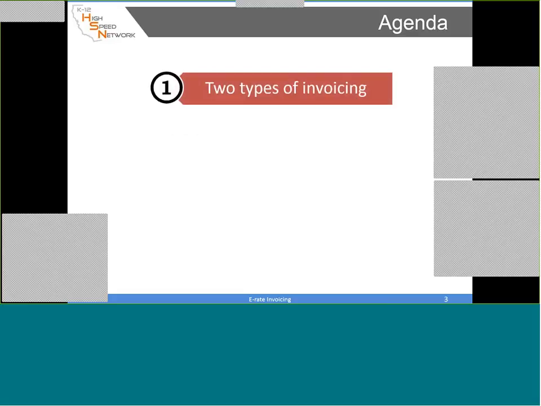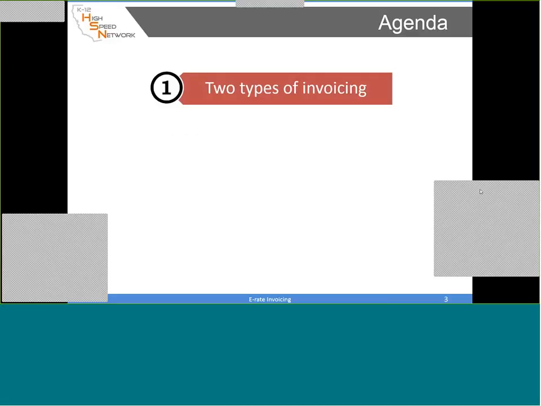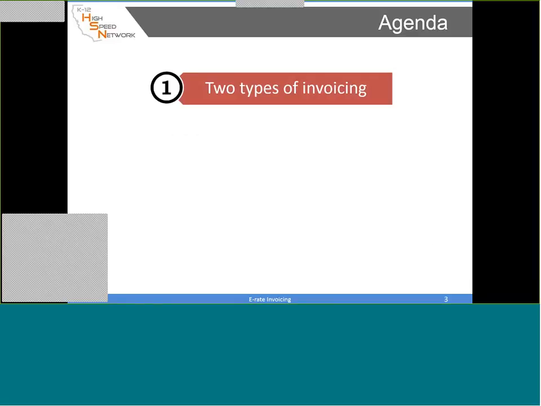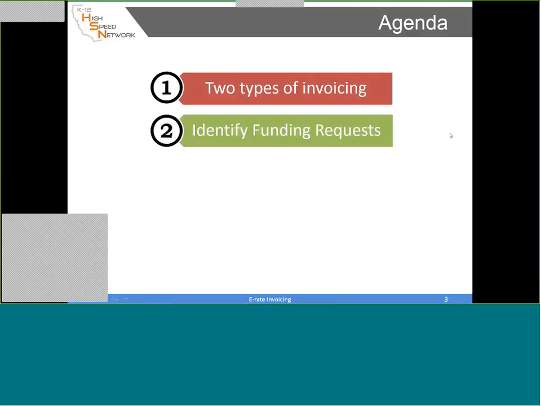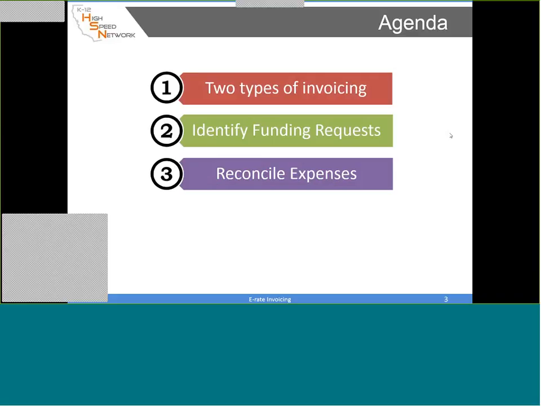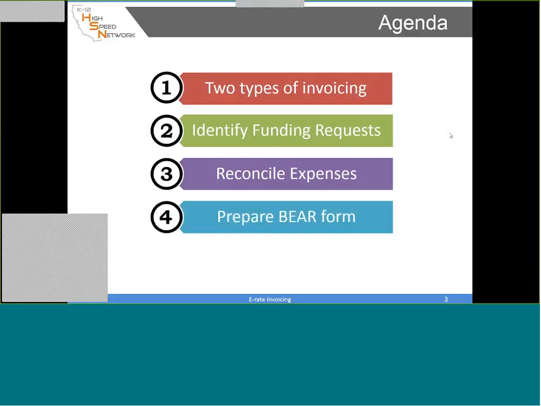So the items that we're going to be discussing today are the two types of invoicing within the E-rate system. We'll also be talking about how you identify which funding requests belong to which type of invoicing. We'll briefly go over how to reconcile your expenses specific to the BEAR form, how to prepare the BEAR form, and then what happens next once you finally get your form submitted.